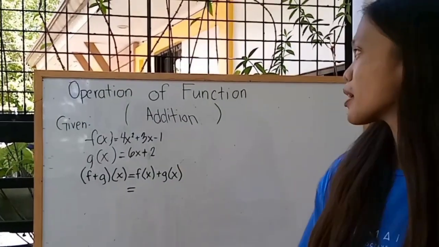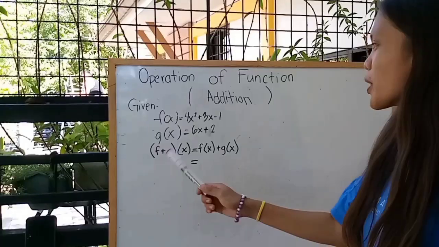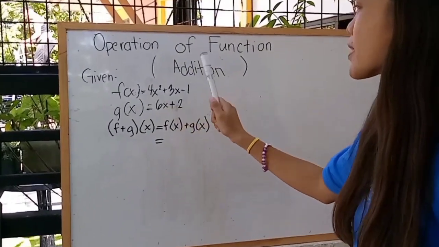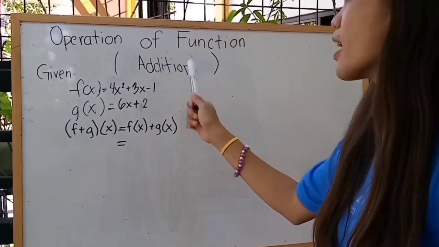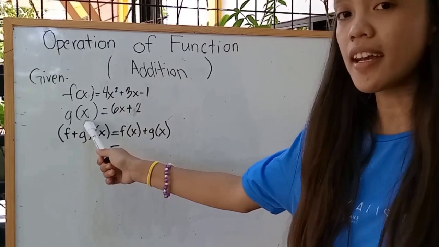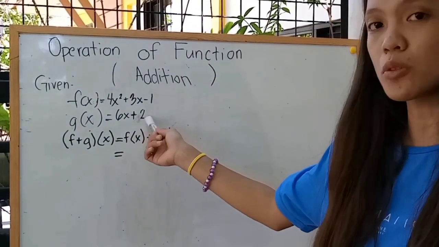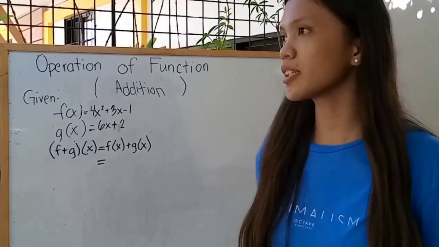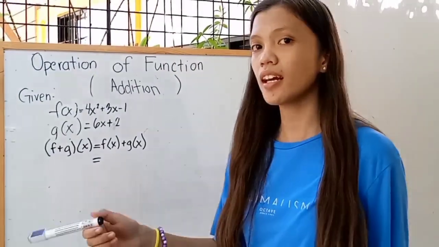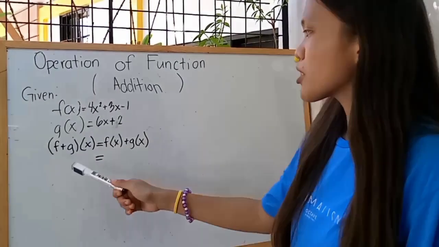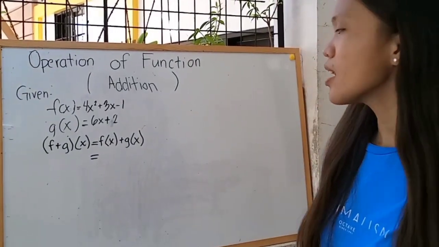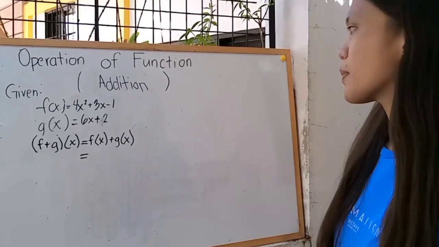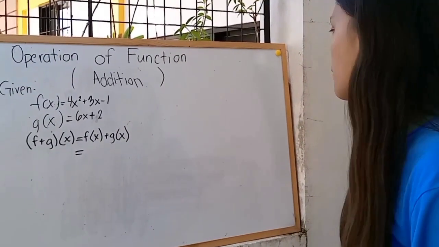Solve the operation of function in addition. We have the given f of x equals 4x squared plus 3x minus 1, and g of x equals 6x plus 2. Before we solve it, we have a formula: the function of f plus the function of g times x equals the function of f of x plus the function of g of x.